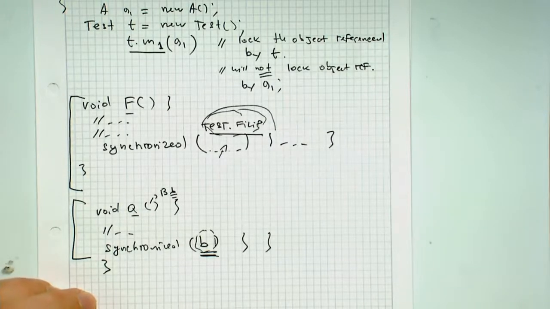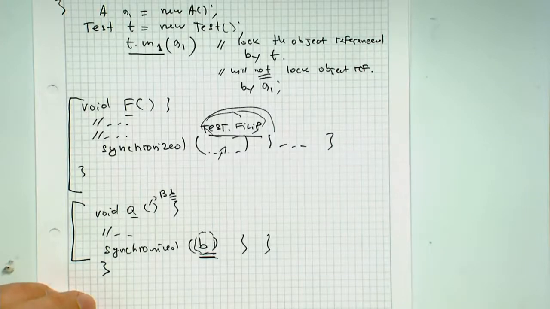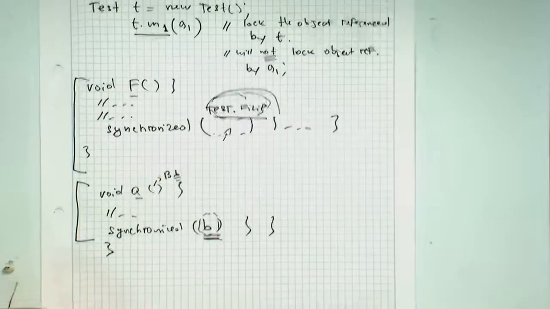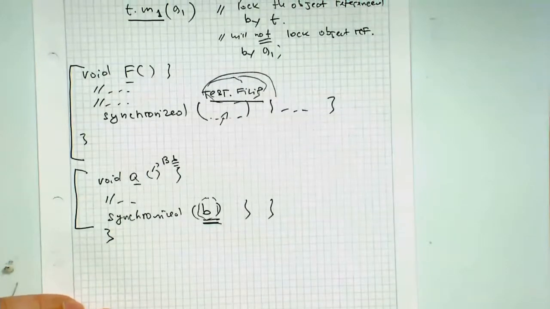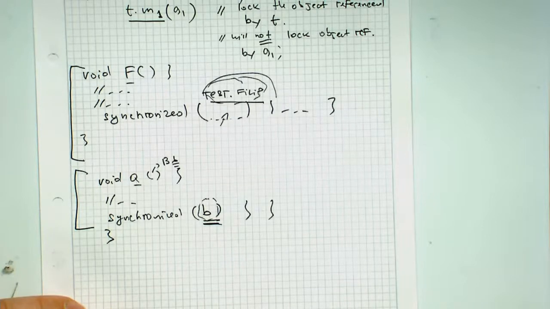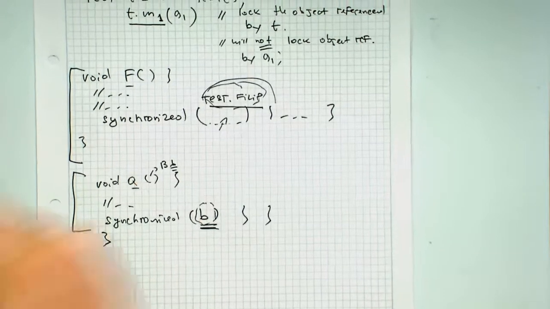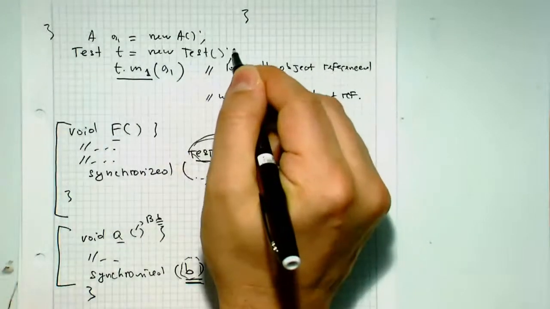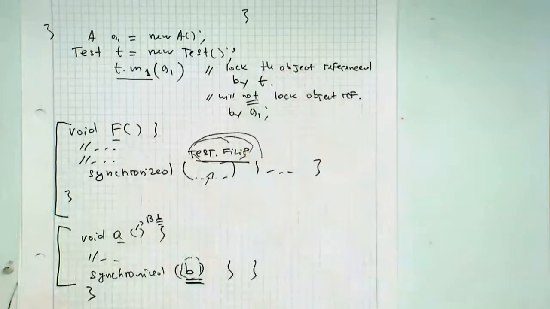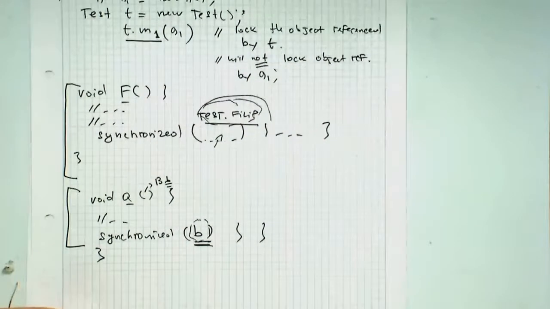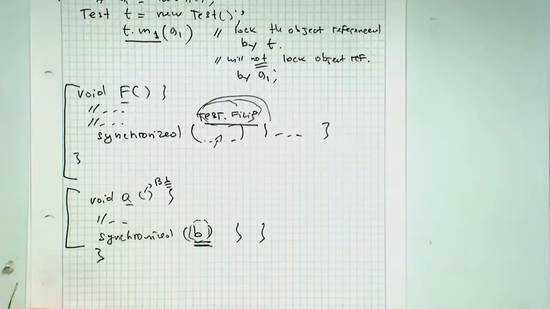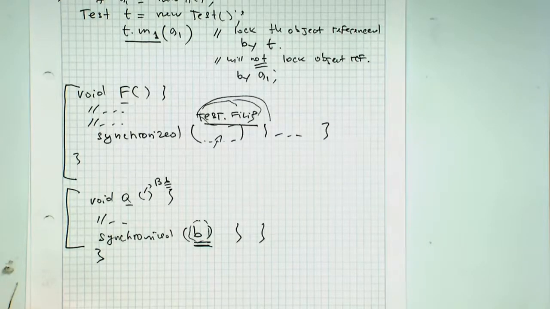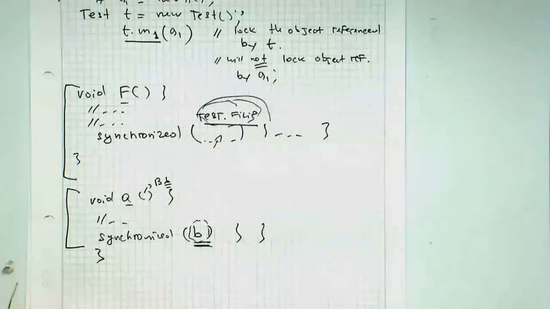Yes? Let's say there is a reference P1 which references the same object as P2. Is it then locked for P1? Wait. So there is a reference where? Let's say you have the reference P new. This one here? Back to this? Yeah? T1 is equal to T, yes? Yes.